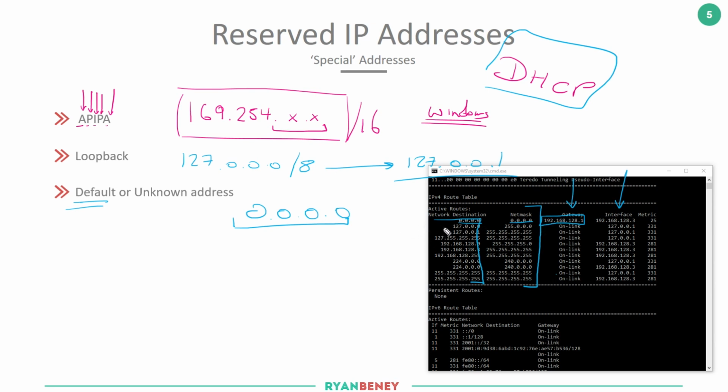If I'm trying to go to a destination that's not in my routing table, it'll be captured by this 0.0.0.0 route and it'll be sent to whoever this 192.168.128.1 is. And it will be sent out the interface that has the IP 192.168.128.3. So essentially it will be sent to my default gateway, which in this case is my router.